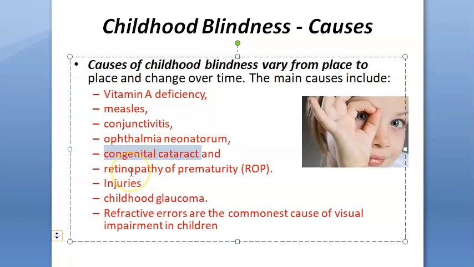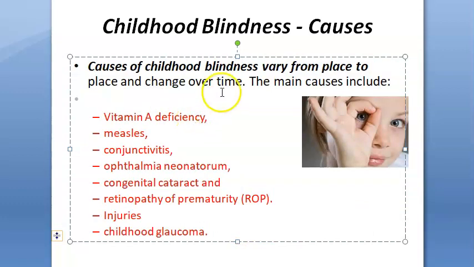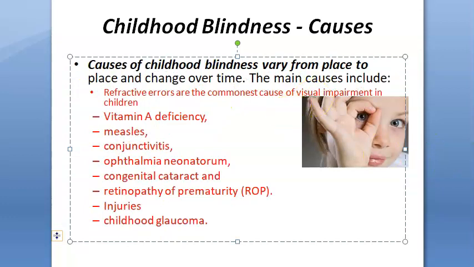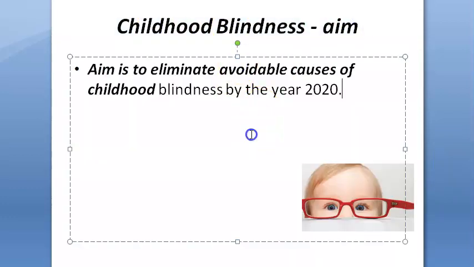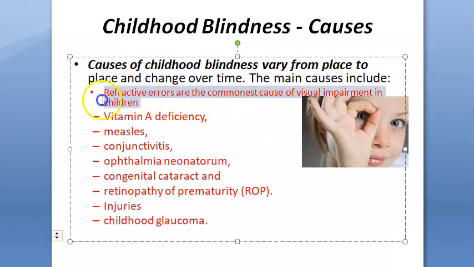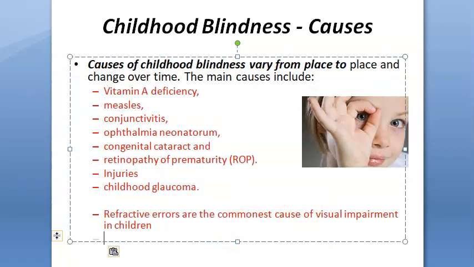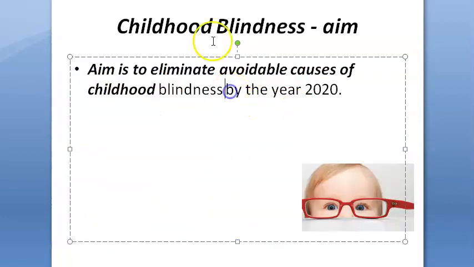Cataract, congenital cataract. You can name all those cataracts, zonular, etc. Then retinopathy of prematurity because of the oxygen, right? And in injuries, yes, these children get injured. Childhood glaucoma. Then the refractive errors you should write. It's the commonest cause of visual impairment. And let's put it here. What do you say? Commonest cause of visual impairment. Okay. Then childhood blindness. So visual impairment is not actually blindness, right? So should we put it here or here? What do you think? Anyways, remember refractive error is the commonest cause of visual impairment.